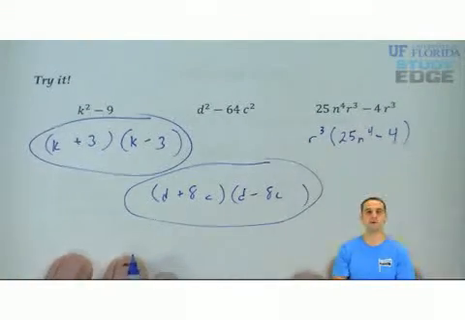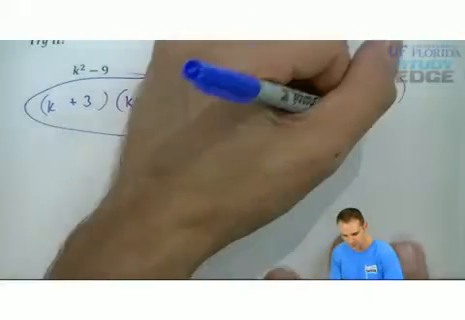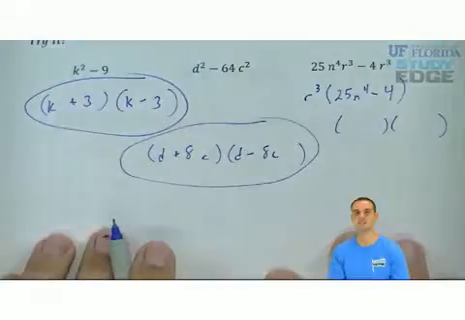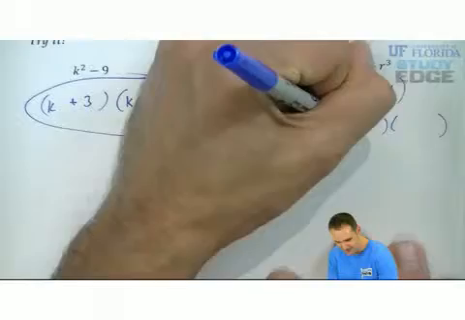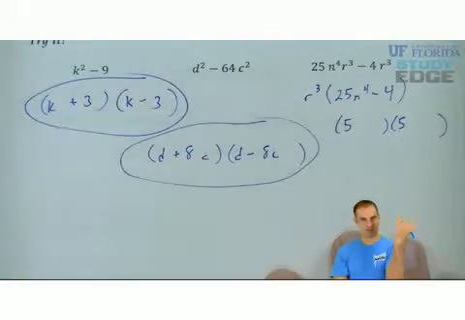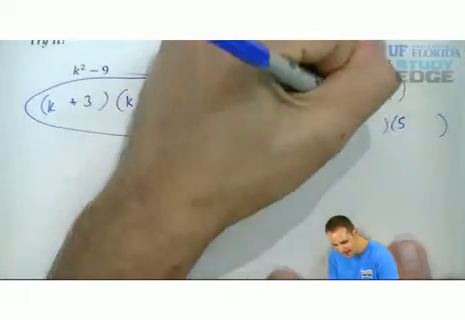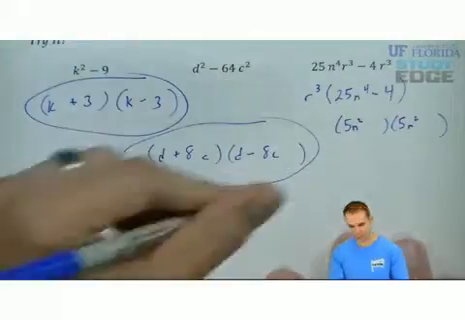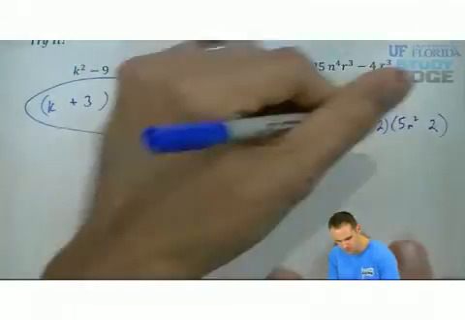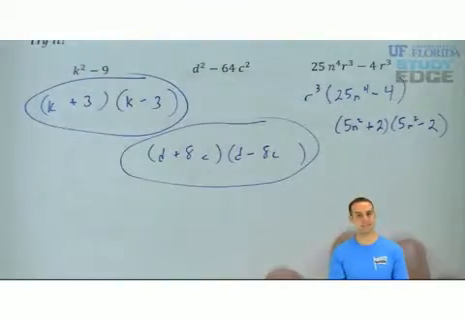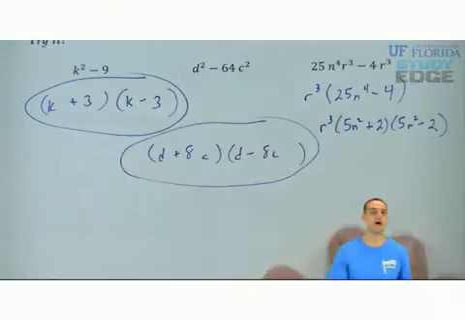And now these are all perfect squares. So here we go. Parentheses, parentheses. Square root of 25. 5 and 5. N to the 4th. Cut the exponent in half. N squared and n squared. Square root of 4. 2 and a 2. 1 plus, 1 minus. And bring the R cubed down.